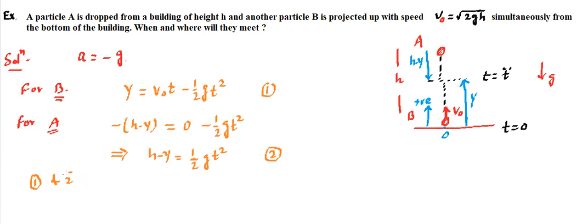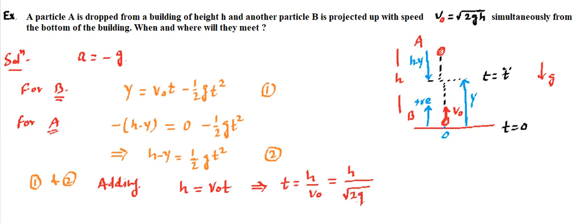So equation 1 and 2, we need to handle it. If you add equation 1 and 2 together, this y will get cancelled out. So first thing we are adding: y is getting cancelled out, so it's becoming h is equal to, and you will find this half gt square is also cancelling out. It's simply v naught into t. So from here the t has been calculated. It's h upon v naught. By the way, v naught has been given to us, so we can put the value of v naught, so it becomes h upon under root 2gh, which will ultimately lead to under root h by 2g. So this becomes the time after which they are going to meet.